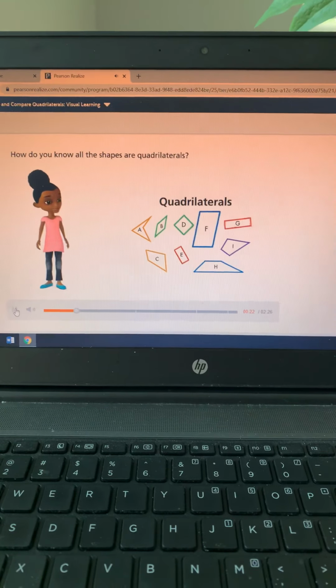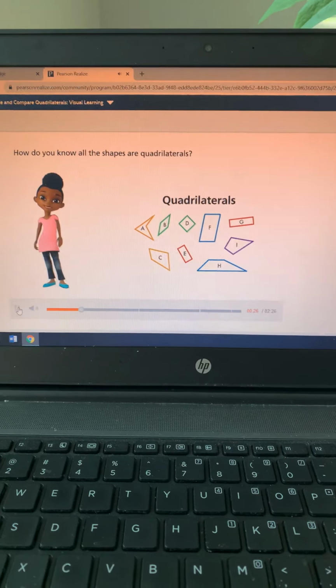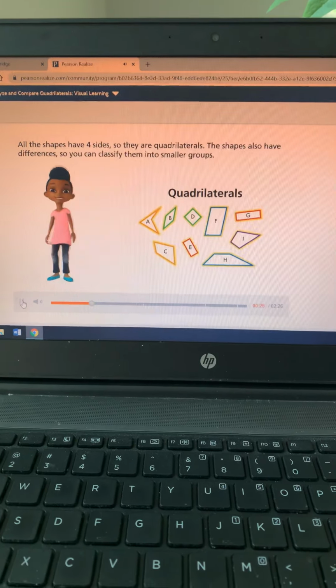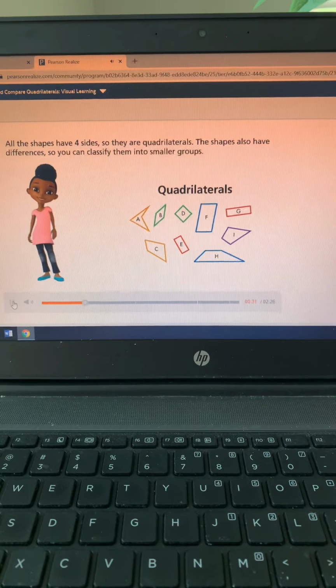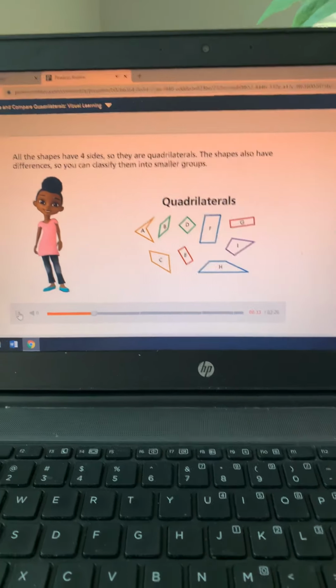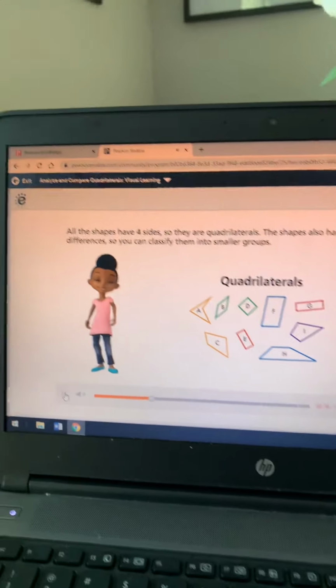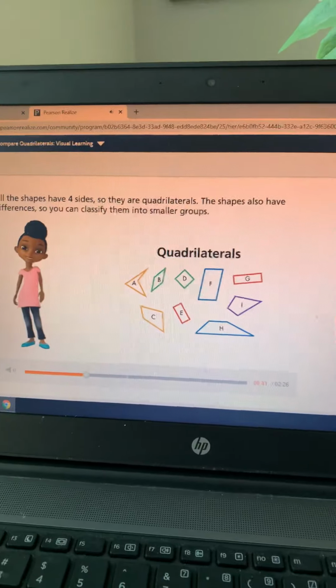How do you know all the shapes are quadrilaterals? Well, Natalie, I just said they all have four sides, so they are quadrilaterals. The shapes also have differences, so you can classify them into smaller groups. Let's see what the groups are.